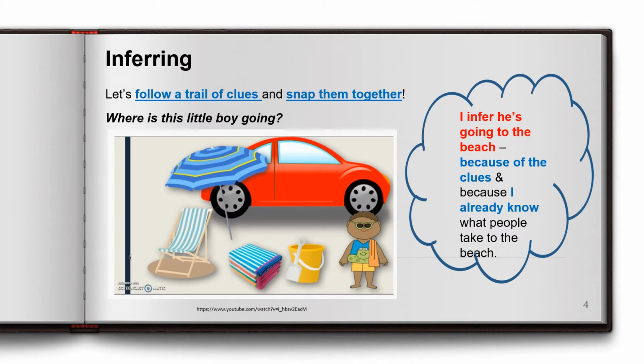So let's follow a trail of clues and snap them together. I'd just like to ask you now to think about the question, where is this little boy going? Take a look at the picture and look at the clues in the picture. And I think you would say that you infer that he's going to the beach because of the clues there, because you already know what people take to the beach. A bucket, a deck chair, beach umbrella, some towels. That's what tells you it's a trail of clues that you have followed.